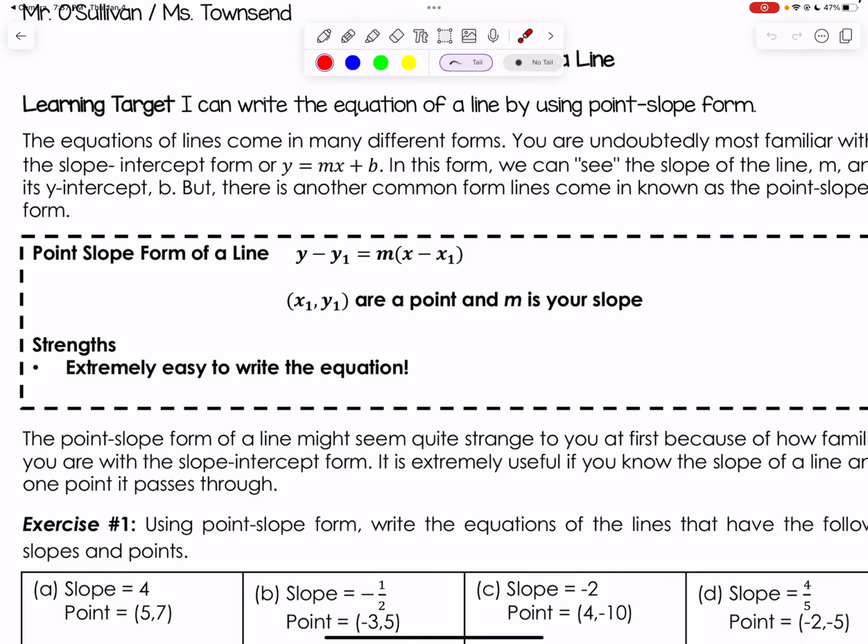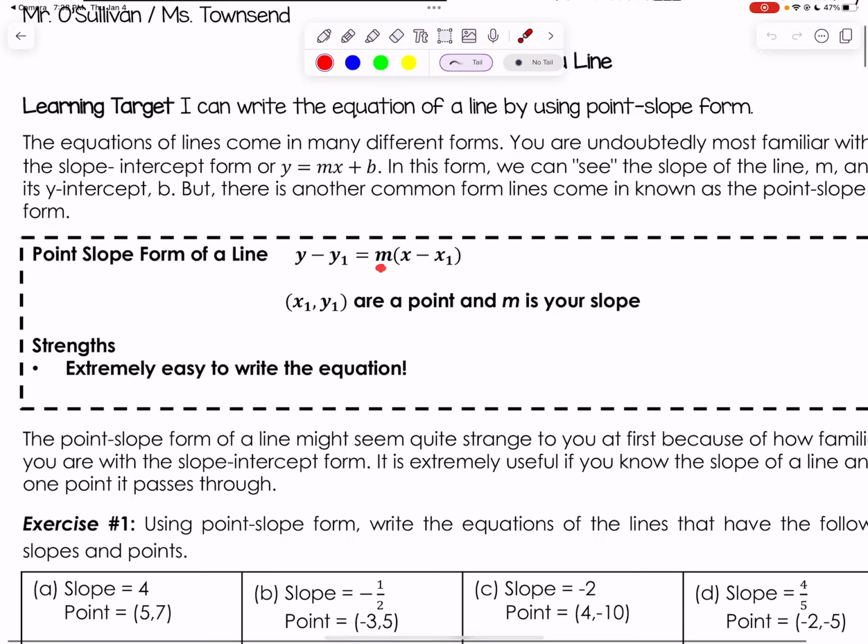Now you're probably thinking, what does this m stand for? And that's still your slope. It's just that the x1 and y1, those are a point. And the nice thing about this is that it's actually extremely easy to write your equation. The only area where you're doing plugins are right here, here, and here. This stays a y, this stays an x. It's just there as sort of like a placeholder.